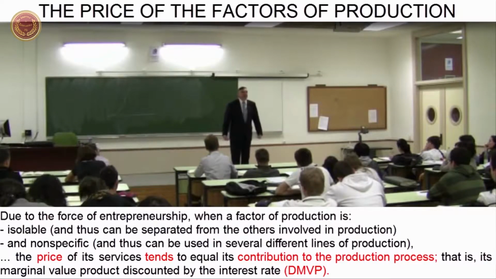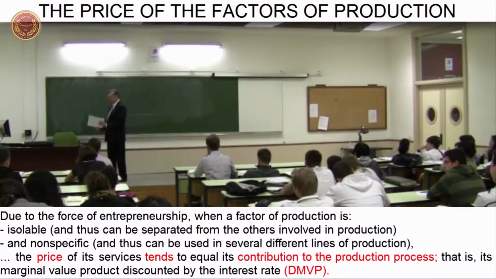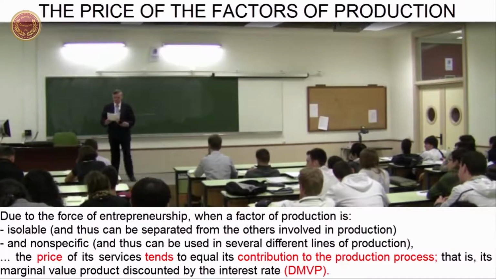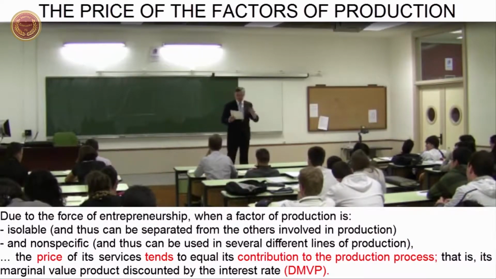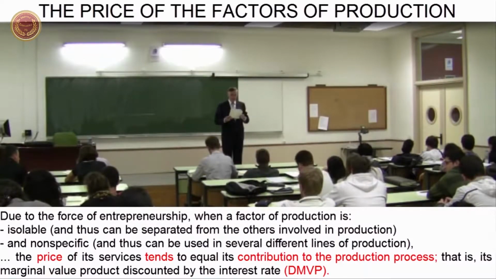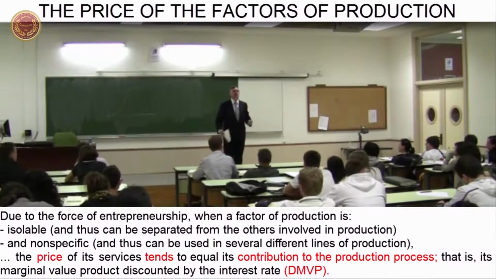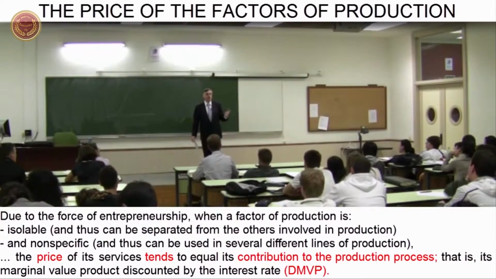And as a result, each of the factors of production which contribute to that process will be paid its marginal value product, discounted by the interest rate. Or in more colloquial terms, that marvel I talked about at the beginning of class. Each of us tends to be paid the value of what we contribute to the production process. So, if we wish to earn more money, the secret is quite simple. What we must do is contribute more and more value to the company we are involved in. That is the only way to be successful in life.